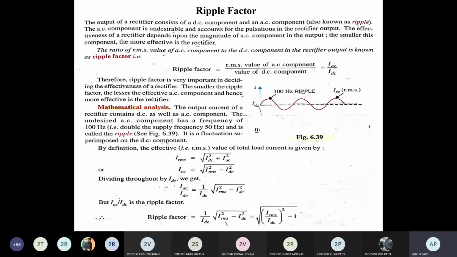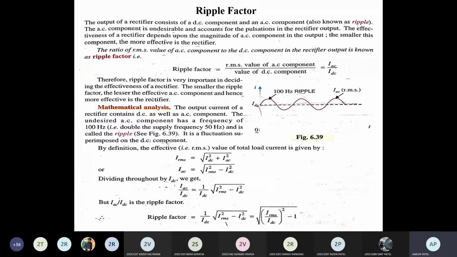It should be low, yes, so that we need to filter. Okay, so ripple factor is nothing but the output of rectifier consists of DC component as well as AC component, known as ripple. The AC component is undesirable, we do not need it, and it accounts for the pulsation in the rectifier output.